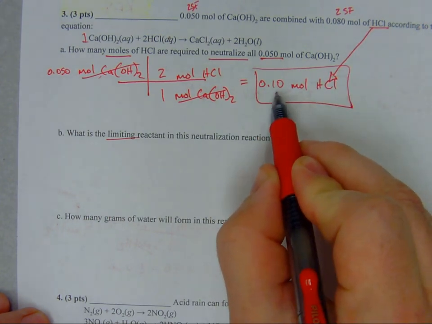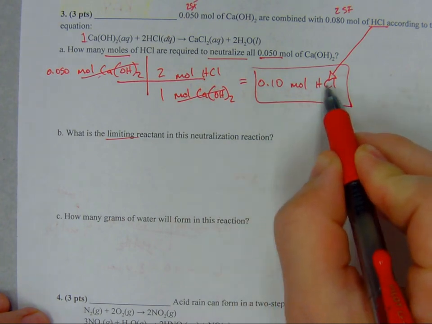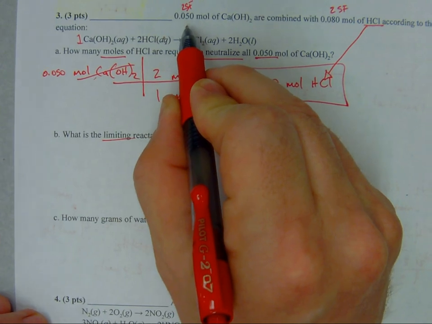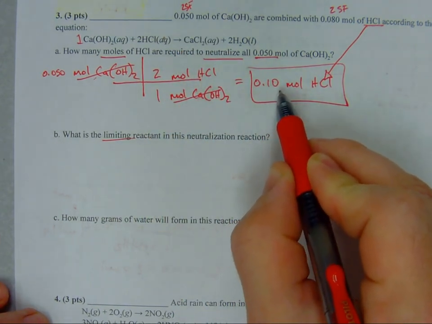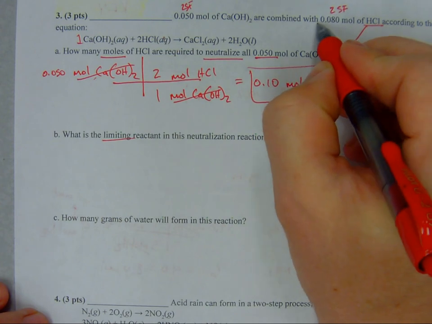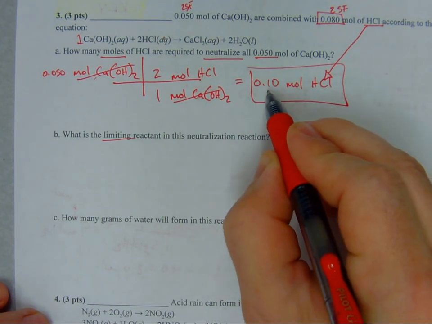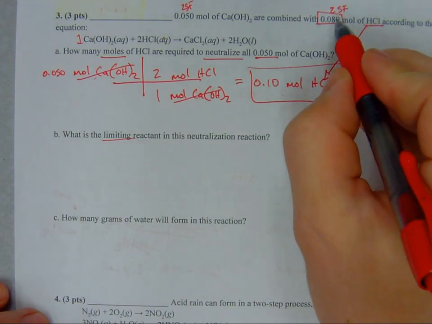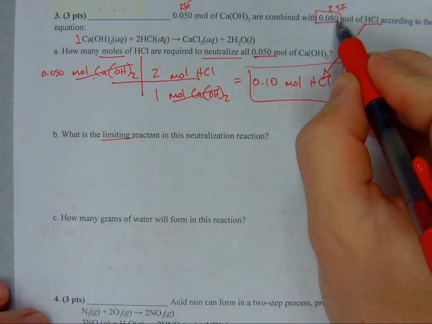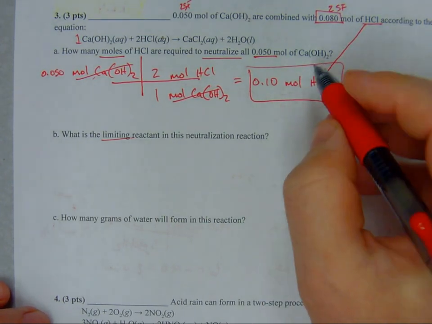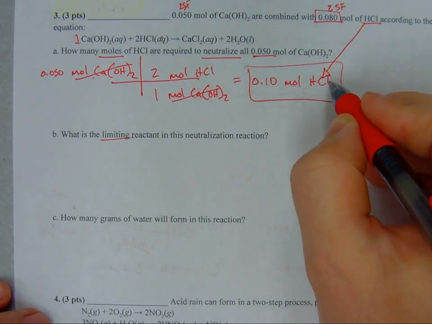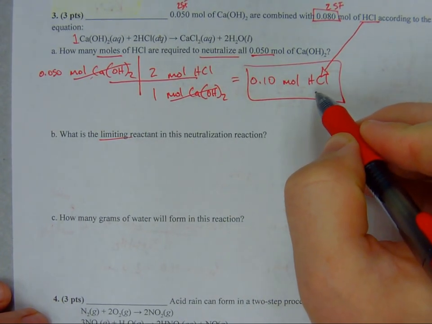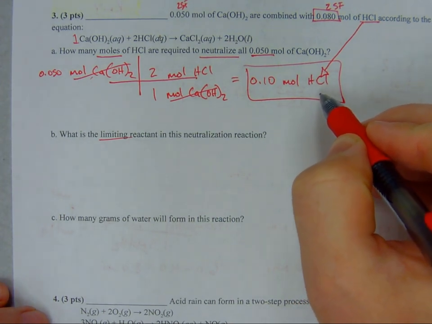So, how much HCl, according to part A, do I need to fully react with this given amount of the first reactant? 0.10 moles. Do I have 0.10 moles? No, I do not. I do not have that much. I have less. I have 0.02 less. So that means I do not have enough HCl to react with this much calcium hydroxide. I don't have enough, meaning this will be limiting. HCl will be limiting.